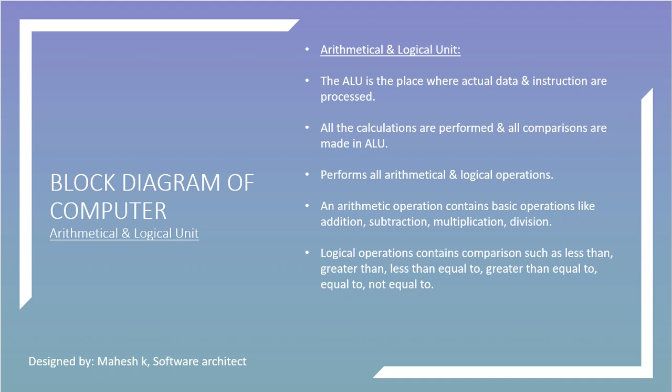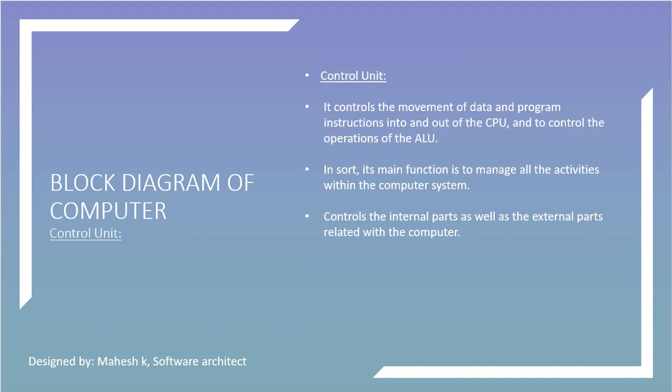An arithmetic operation contains basic operations like addition, subtraction, multiplication, division. A logical operation contains comparisons such as less than, greater than, less than or equal, greater than or equal, or not equal. So any arithmetic operation happens inside the logic unit. This is the task of the ALU. Okay. The next is the control unit.